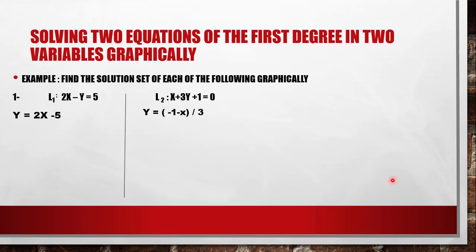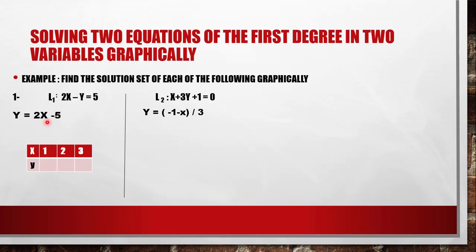Let's take this exercise. Find the solution set of each of the following graphically. As we studied in the first term, the first step, I'll put y alone on the left hand side. Then I'll assume values for x and get the value of y. Then we will draw. The first equation, 2x minus y equals 5, means y equals 2x minus 5. I'll prepare the table.